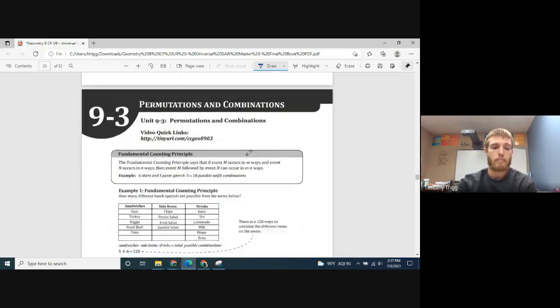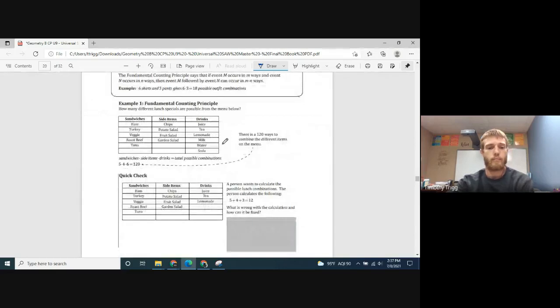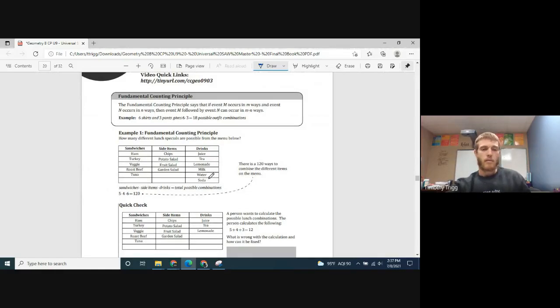Okay, moving along. So here's the fundamental counting principle. You probably already know how to count, right? 1, 2, 3, 4. You may even know how to count by twos, 2, 4, 6, 8. You can count by 5s maybe, 5, 10, 15, 20. Count by 10s, 10, 20, 30, 40, and so on. You might be able to count by lots of different numbers. But the fundamental counting principle allows you to count things much faster.